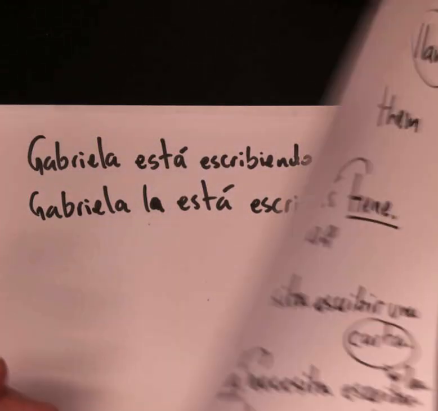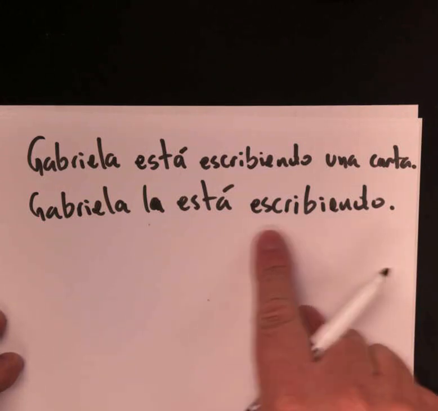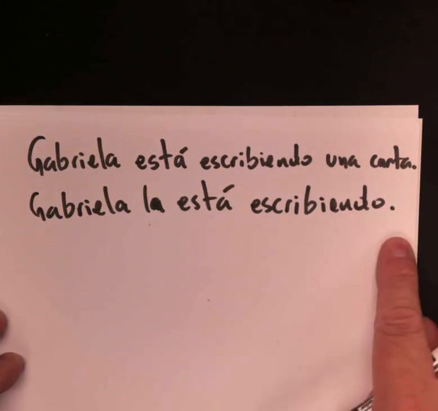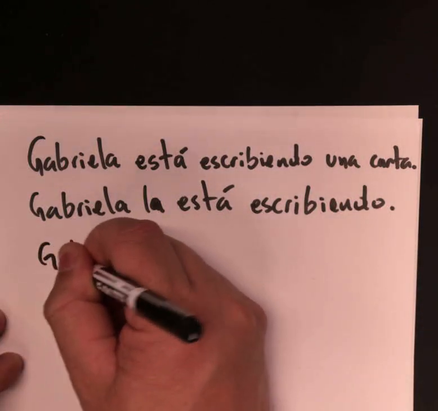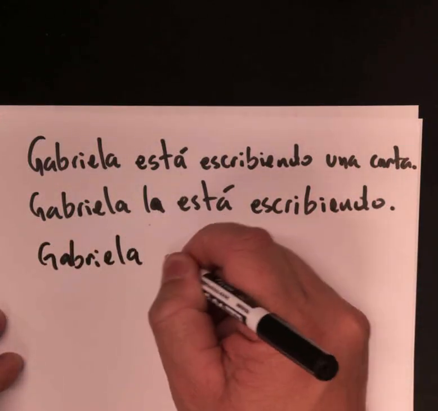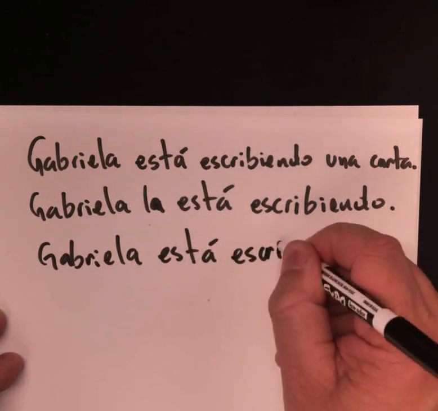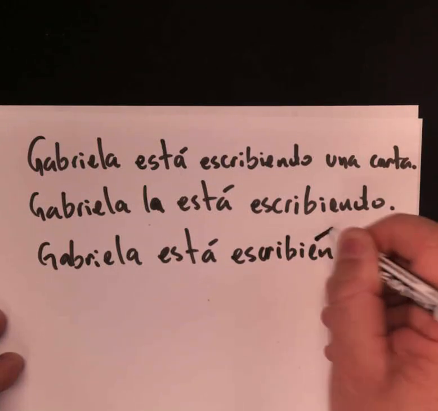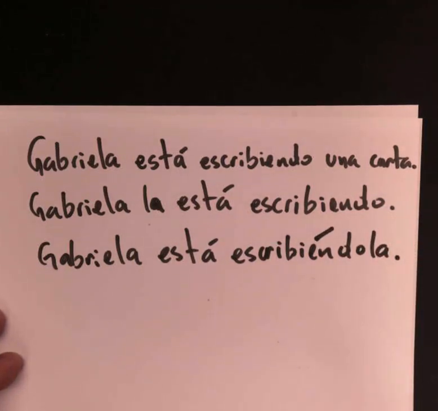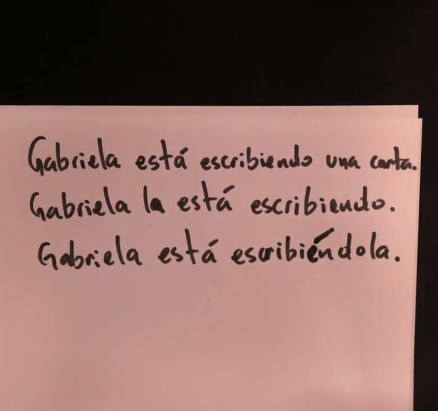But similarly to this one, when you have an infinitive, and we can attach it to that, in this case we have a participle, present participle. So we can attach that word to the present participle. So we're going to say Gabriela está escribiéndola. And we need an accent mark on that one. But don't worry about the accent mark. You don't need to know why the accent mark is there.